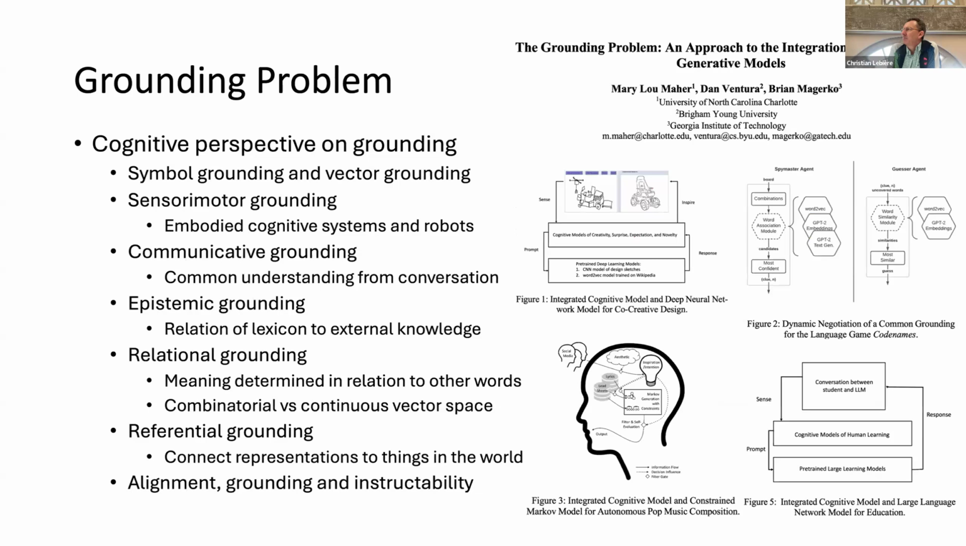Finally, there was a paper by Brian McGurko and colleagues that looked at a cognitive perspective on grounding, a topic near and dear to this symposium. And they differentiated various kinds of grounding: sensory, motor, communicative, epistemic, relational, and referential groundings, and showed in some examples on the right how those concepts of grounding could be instantiated in the integration between generative models and cognitive architecture. And then they went into some broader issues of generative models like alignment and intractability, and again looked at how cognitive architectures could provide part of the solution.